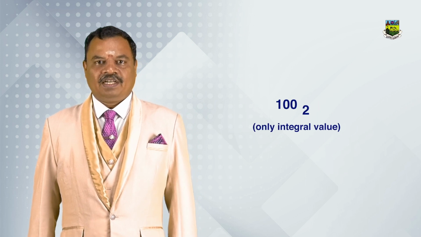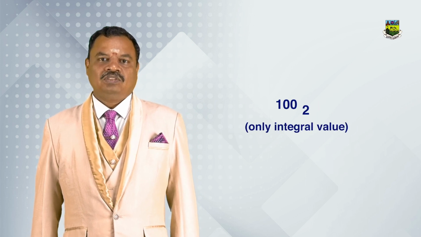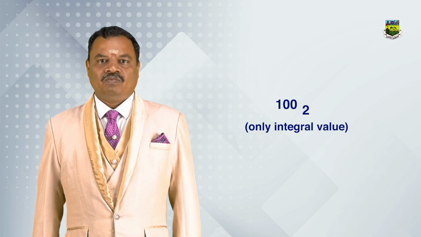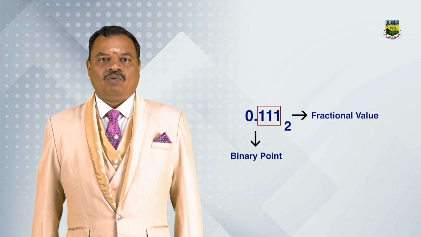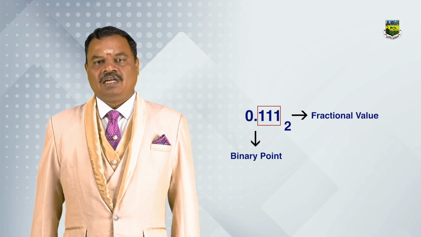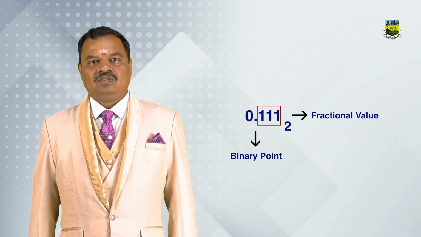Another example is 100 base 2. This value contains only an integral value, which is a binary value. We should not call it 100 as a decimal value. Another example is 0.111 base 2. In this example, we have only a binary point and a binary fractional value.